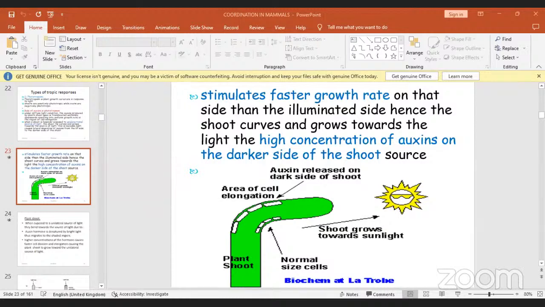Now, not all of them, some herbaceous plants will obtain support by use of tendrils. I hope I have an image of a tendril somewhere. Here.